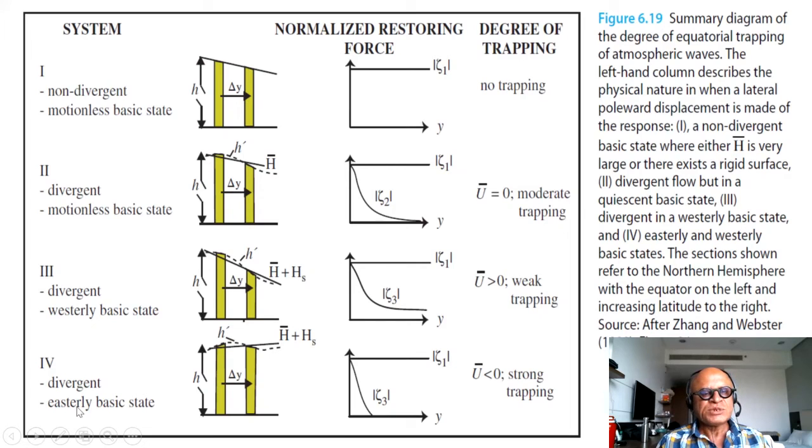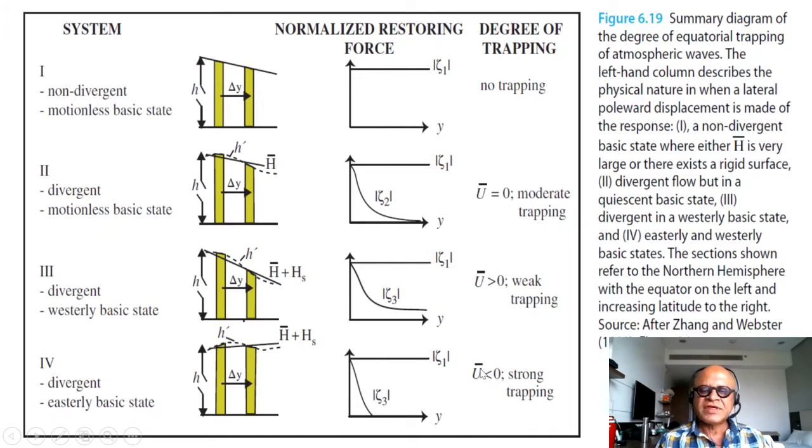Okay, divergent easterly basic state. So instead of westerly basic state, we have an easterly basic state. So now you require the slope to be the other way. So when there is no basic state, there is no HS, there is no slope needed. Whereas when you have easterly or westerly flow, the slope changes. So in this easterly case, the HS increases towards higher latitudes, whereas here it decreases.